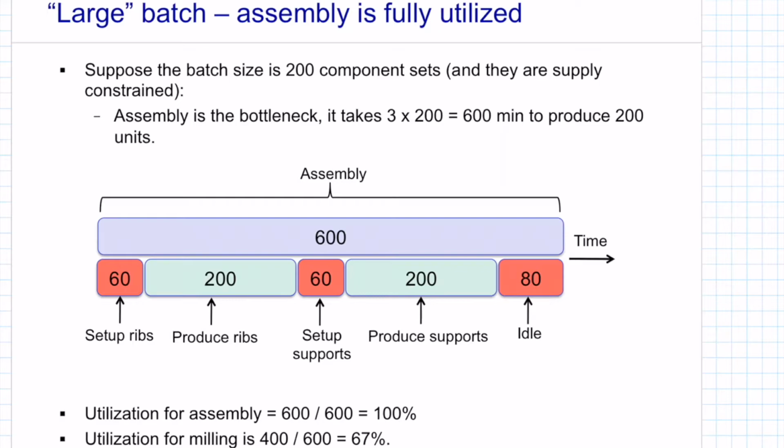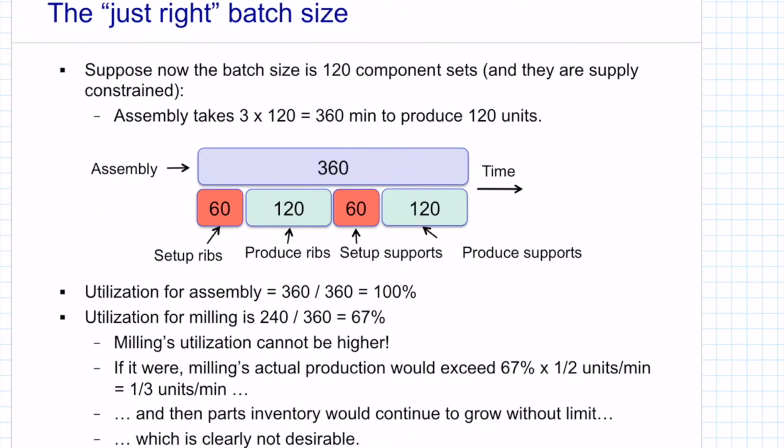For a large batch of, let's say, about 200 component sets, assembly will need 200 times 3 minutes, so a total of 600 minutes to produce 200 units. So we can see that assembly is going to be busy all the time, whereas the milling machine will be idle for about 80 minutes. So utilization for assembly will be 100%, but utilization for the milling machine will be about 67%.